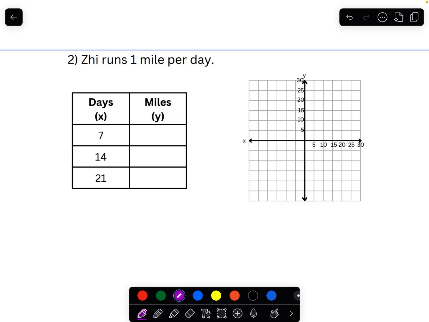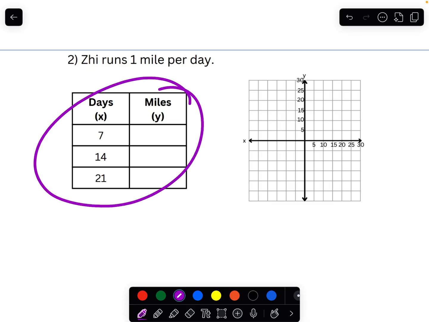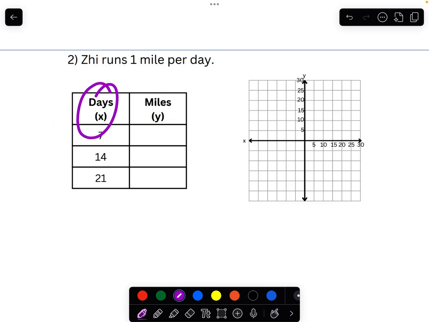I digress. So again, here we have a table where we don't have the number 1 for the number of days. So we're going to use our powers of deduction. We've got 1 day, which means 1 mile. Because remember, per day means 1 day. So that means 7 days is 7 miles, 14 days is 14 miles, and 21 days is 21 miles. How do we know that? Well, our rate of change is 1.